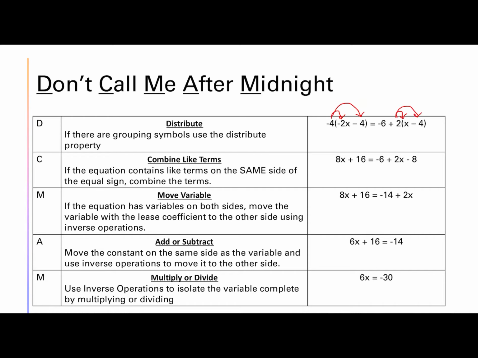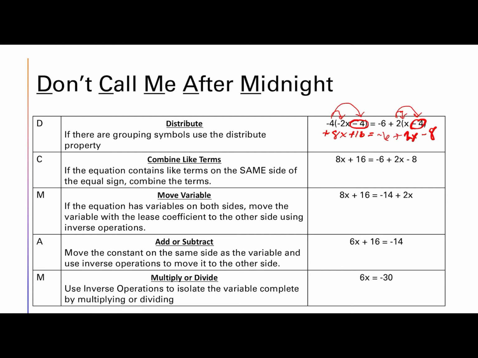So this negative 4 times negative 2 is negative 8x. I messed up, positive 8x. And then negative 4 times negative 4, you remember this is a negative 4 right here, is positive 16. Equals, this negative 6 stays the same, plus, now I have this positive 2 times x, which is just 2x. And then this positive 2 times this negative 4, which is negative 8.